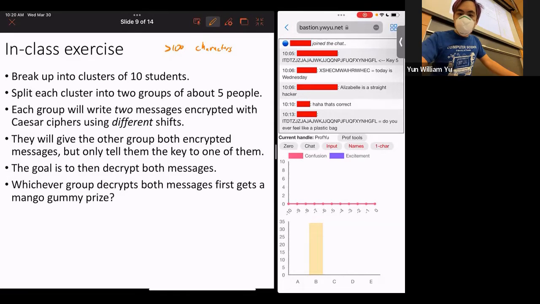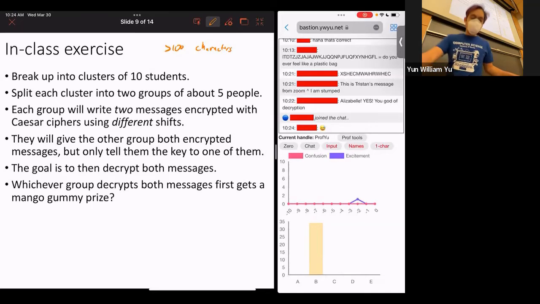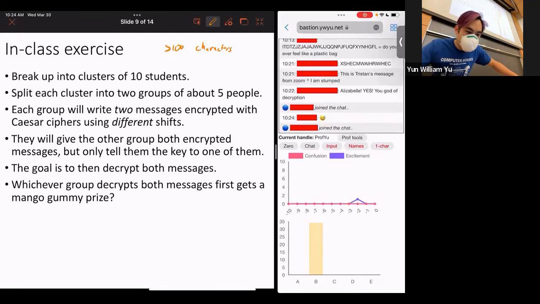Let's see. I saw a message in the Zoom chat, but I can't bring up the Zoom chat right now. So sorry about that. I didn't quite catch it. Well, it looks like in chat we have some people who are extremely good at this.